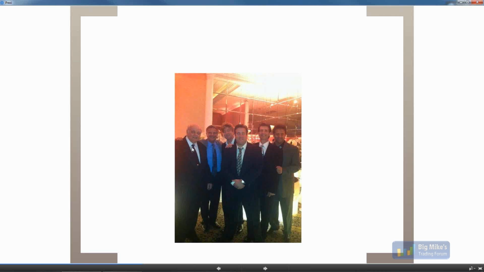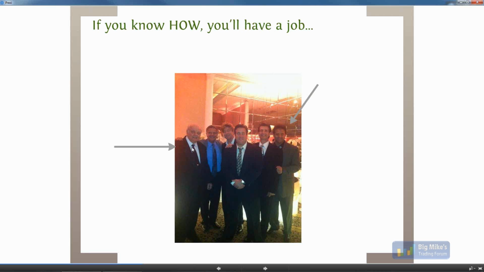This is a picture of me and my dad here on the left, me here on the right, and my 4 brothers in between. Why do I bring this picture up? Because my dad told us growing up, if you know how, you'll have a job. But if you know the why, you'll be the boss. Now, that's not his. He didn't coin that phrase, but it would always resonate with me because it's true in this business.